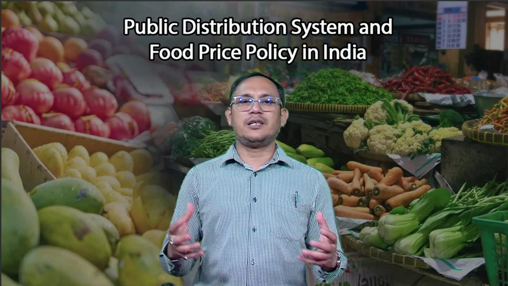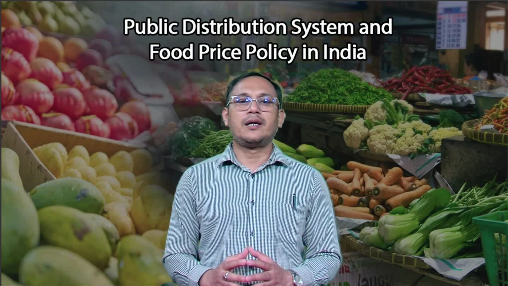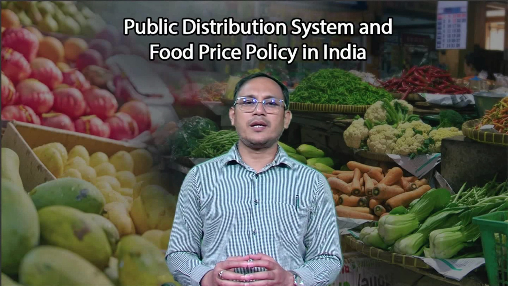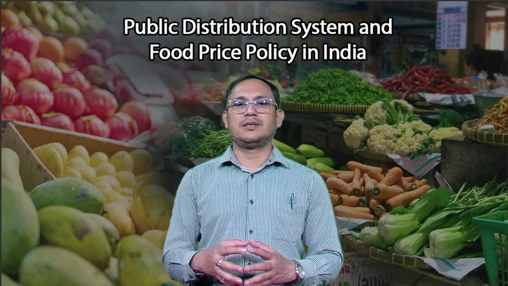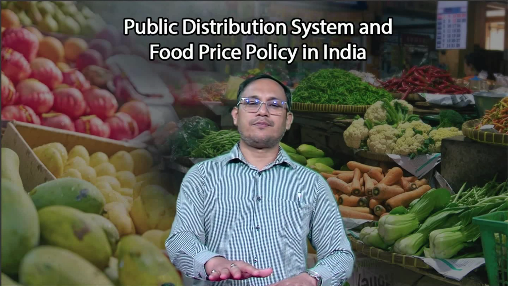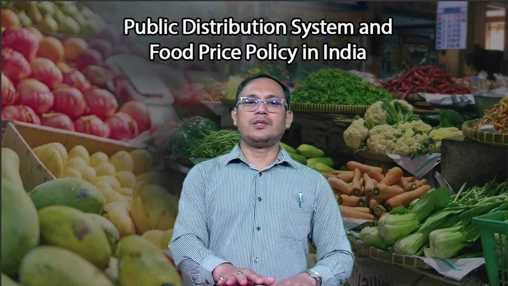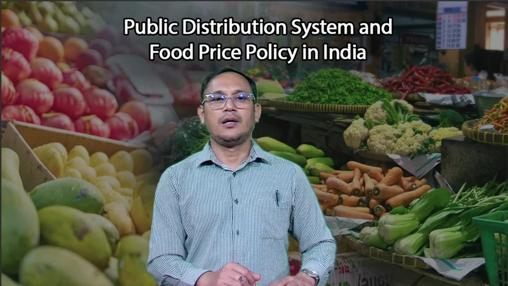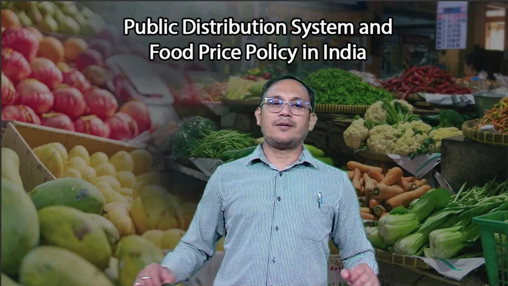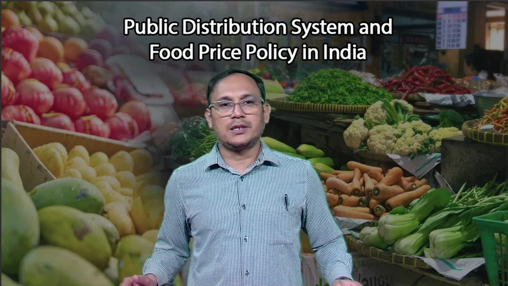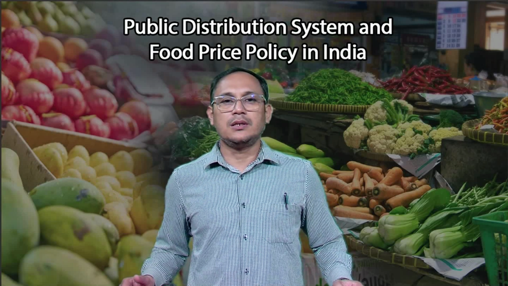They are not getting remunerative prices for their agricultural produce. And as a result, what happened? The level of income of most of the farmers in India is comparatively low, and as a result, they are living below the poverty line, suffering from different deprivation in terms of hunger, malnutrition, etc. And that is why supporting farmers on the part of the government is considered to be one of the objectives of food price policy in India.